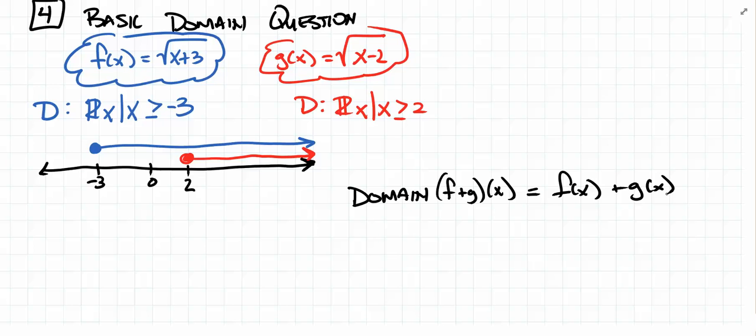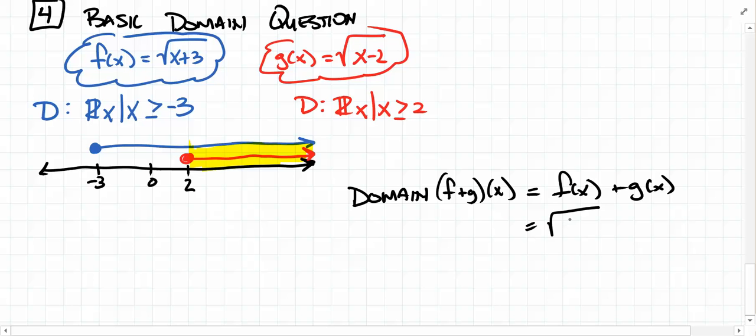What do these two graphs have in common? That they both go from 2 to infinity. They go from here over. This is what they have in common, right? So that should be the domain. If I add these together, this will give me the square root of x plus 3 plus the square root of x minus 2. So the part that they have in common is the domain of the sum of those two things together.